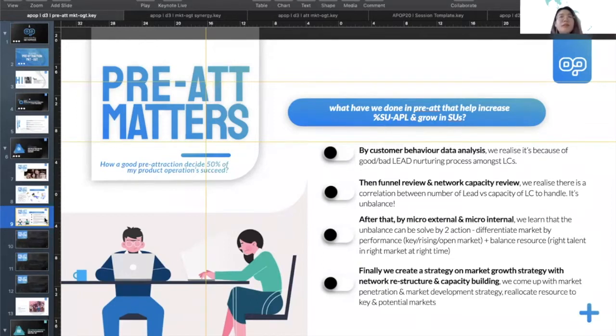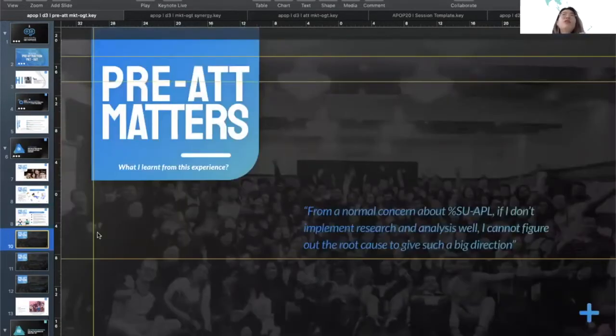But then, when we talked with the network, we realized it's not because they don't know how to do it. It's because the capacity and the market are not balanced. For example, some markets are very potential, but there's no one to take care of them. Or some LCs have too many sign-up forms, but not enough people. Because of that, we came up with a strategy to balance the resources, the right talent in the right place.